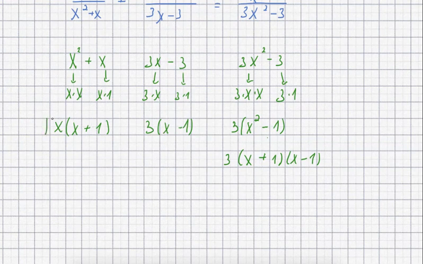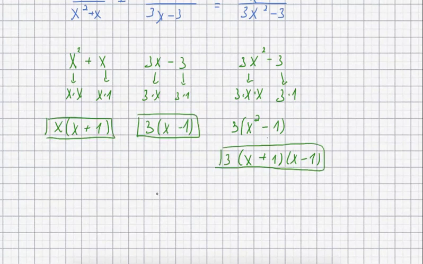So this is 1, this is 2, and this is 3. And now we want to find a common denominator. How can we do it? We need a denominator that has all of those parts together. So we'll start with the first one. The first one is just x. Let's take another color.